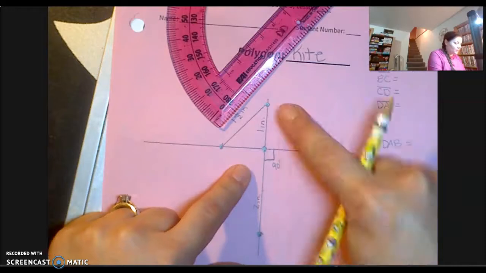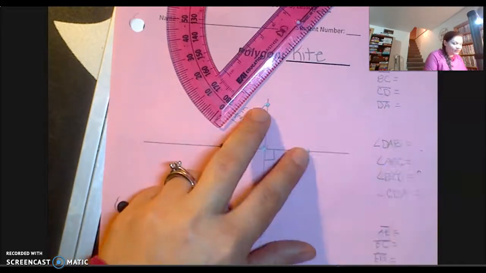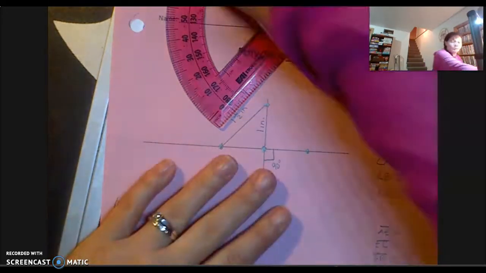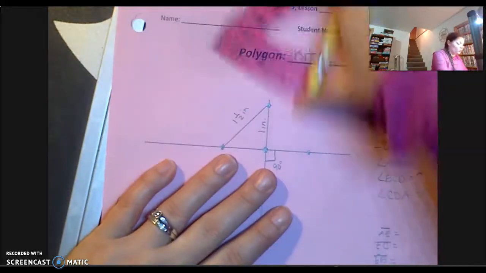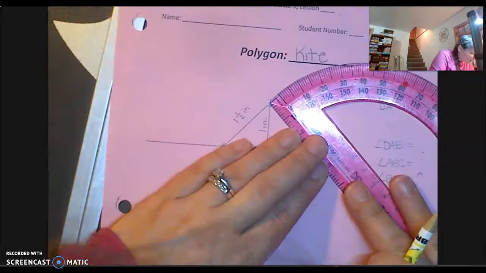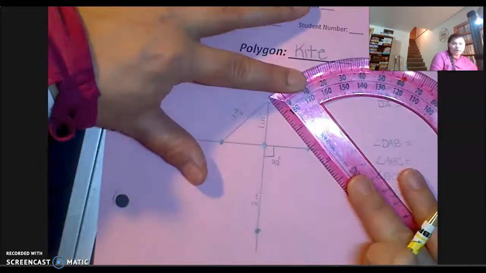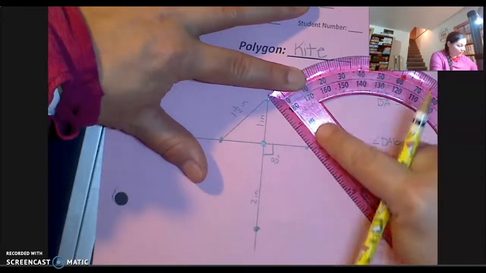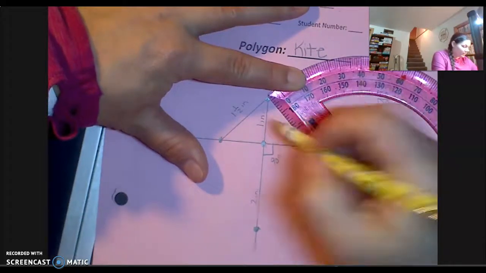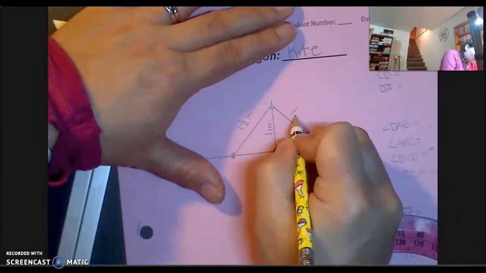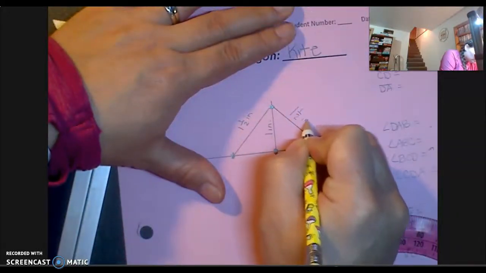Which means this line segment, because it is adjacent, it's touching, it said that in our properties that they should be equal. So I should have another 1.5 inch line segment, and if you look at my protractor, here's 1 inch, here's 2, it's right at the middle at 1.5 inches. So again, I'm going to label 1.5 inches.